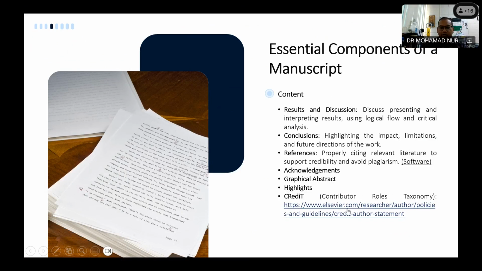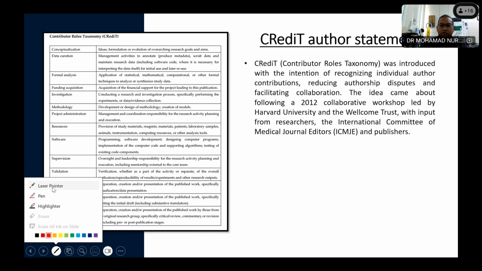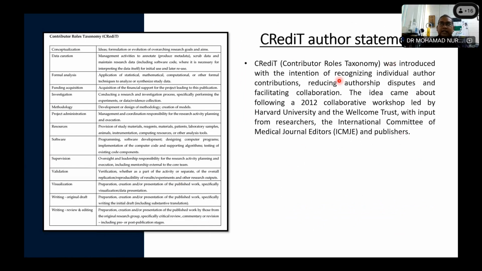Credits. Okay, credit is very important. Recently, there are many publications that need you to put the credits. The CRediT, Contributor Role Taxonomy, was introduced with the intention to recognize individual contributions. This is very important. It was highlighted in 2012, but recently many publications need you to do it.